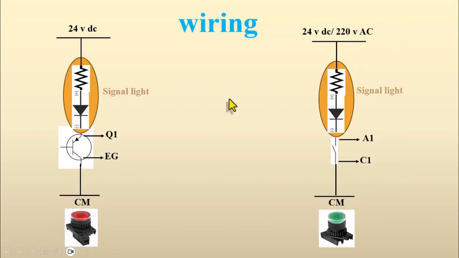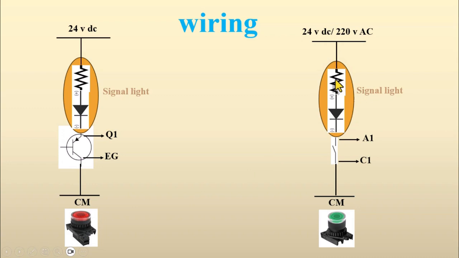But how exactly will our physical wiring configuration look in this scenario? If we want to use the transistor output and connect the signal lamp to it, one side of the inverter's 24 volts is connected to one side of the signal lamp, and the other side of the signal lamp is connected to the transistor output Q1. The common terminal of the transistor output, which is the EG pin, is connected to the CM terminal.